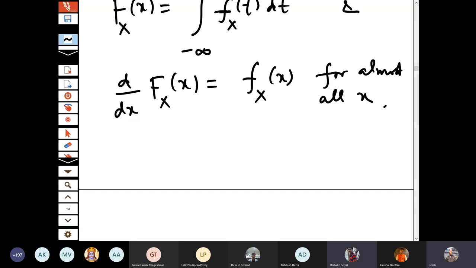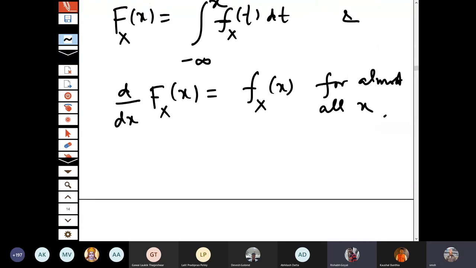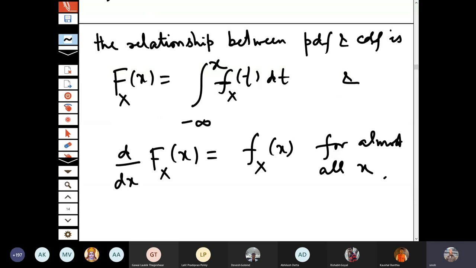Sir, why have we written "for almost all x"? Why is it not true for all x? Yes, that is a good question, but I don't know whether you have done this much. Have you done the theory of integration? I mean, not the calculation of integrals, I am asking about the theory of integration. No, sir. So there is a small technical detail here.